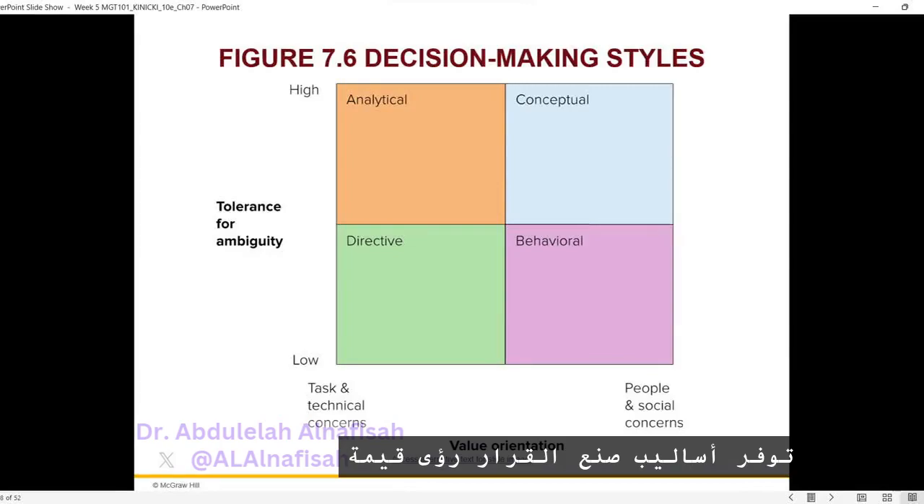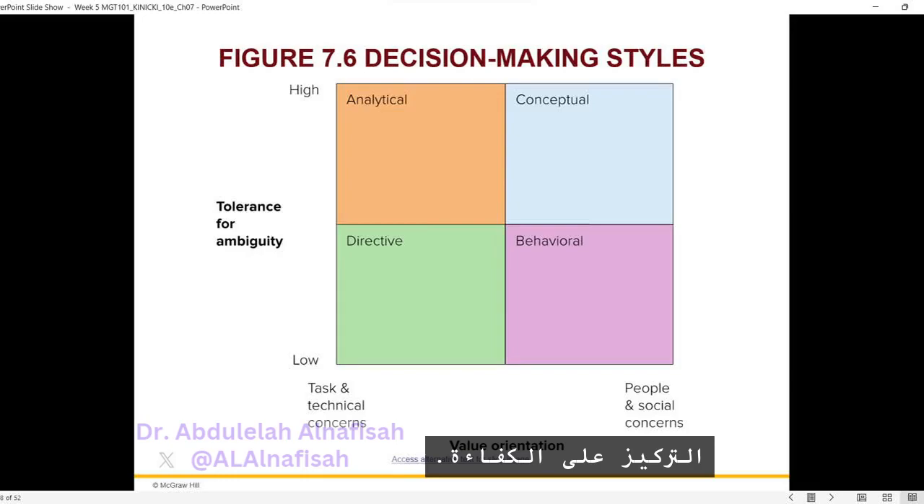Decision-making styles provide valuable insights into individuals' approaches to decision-making. Here's a brief overview of each style. Directive style. Characterized by action-oriented decision-making, a focus on facts, and an emphasis on efficiency. Directive decision-makers are decisive, results-driven, and prefer a straightforward approach.